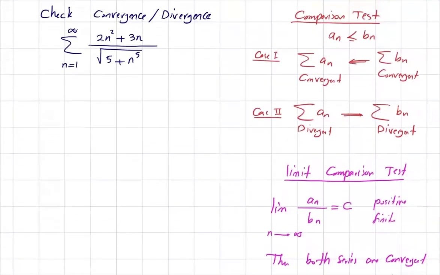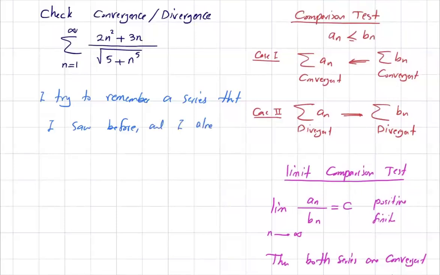So your goal is to find something that you saw before. I try to remember a series that I saw before and I already know the behavior. So this is the trick. Students usually ask, what is the trick? How should we start? Remember a series that you saw before and you already know the behavior of that series.